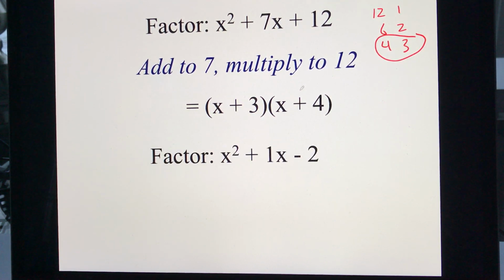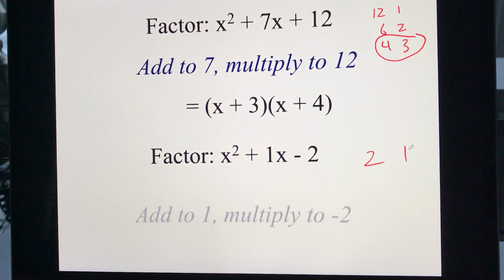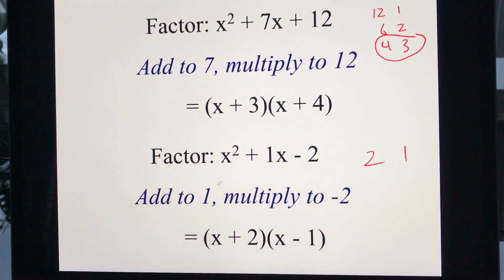How about this one? X squared plus 1x minus 2. I have to add to 1 and multiply to negative 2. I only have a couple of options here, right? If it has to multiply to negative 2, it's got to be 2 and 1. That's it. So I know I'm going to have 2 and 1 in my bracket. Because I have a positive 1, I'm going to have positive 2 and negative 1. Because positive 2 and negative 1 adds to my positive 1.